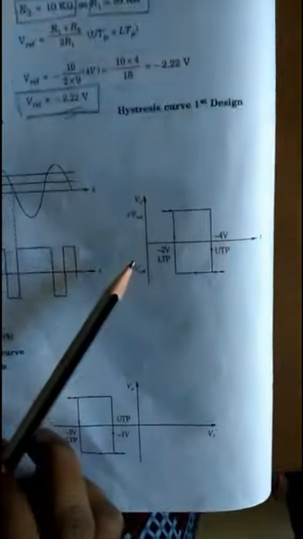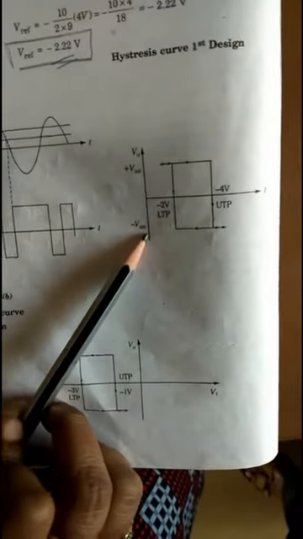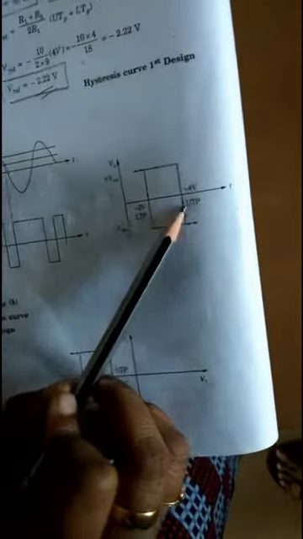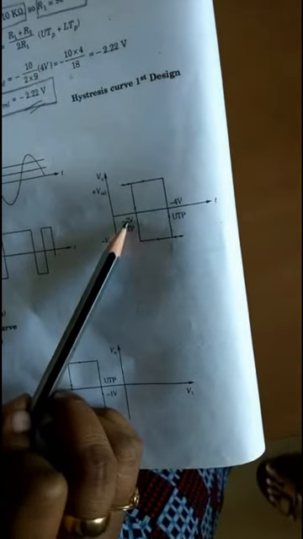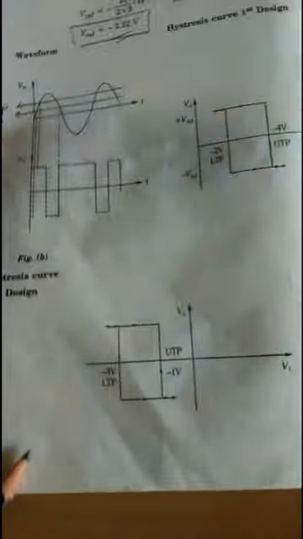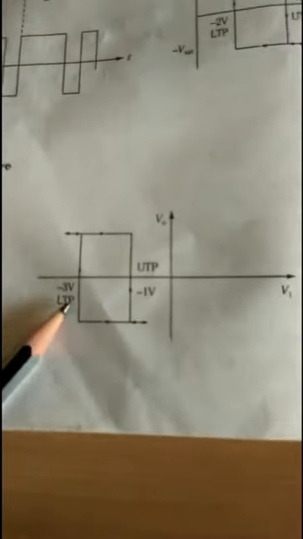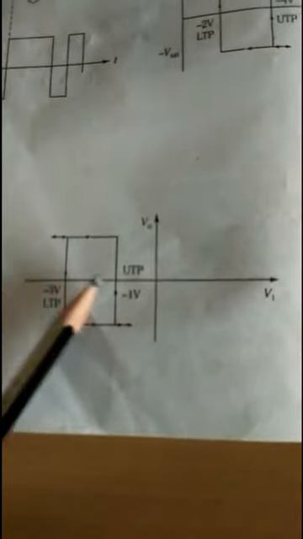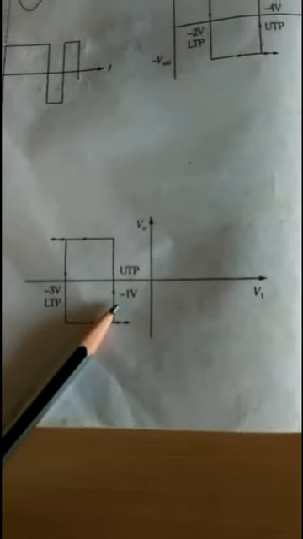This is the hysteresis curve for case 1, where UTP is 4 volts and LTP is 2 volts. And this is the hysteresis curve obtained for case 2, where LTP is minus 3 volts and UTP assumed is minus 1 volt. So let us see the experiment.